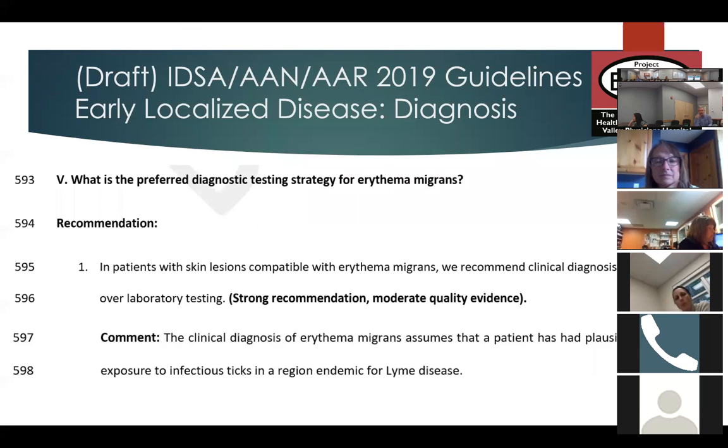And then the comment that I took off another page and put on here was, the clinical diagnosis of erythema migrans assumes that a patient has had a plausible exposure to infectious ticks in a region endemic for Lyme. So if you've got the rash, you've also got to have the exposure, okay? Somebody that never goes outside and has no pets to bring in ticks, that lives in a nursing home and has a rash, it's not going to be Lyme. Okay.